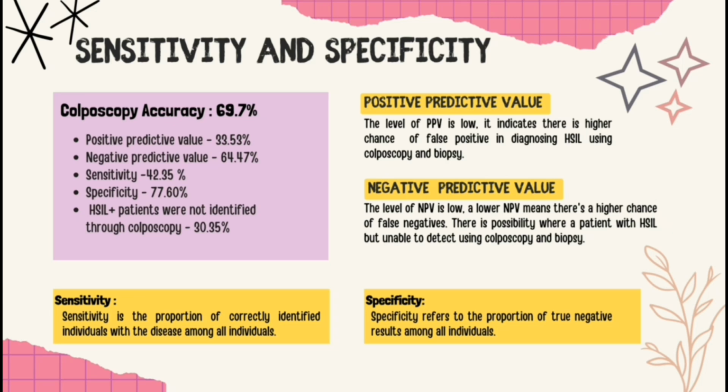The colposcopy accuracy is 69.7%, the sensitivity for this method is 42.35%, and the specificity is 77.6%. The PPV value is 33.53%. It is low. It indicates there is a higher chance of false positive in diagnosing HSIL using colposcopy and biopsy. The NPV value is 64.47%. The level of NPV is low. It means there is a higher chance of false negative. There is a possibility where a patient with HSIL is unable to be detected using colposcopy and biopsy.